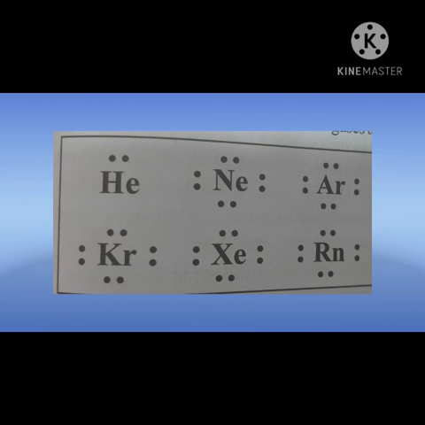Here one activity is given. I show the Lewis dot structures of some elements and I give the outermost shell electrons also in this table. You can fill in the outermost shell electrons around the atom and practice the Lewis dot structure. Complete activity 1.